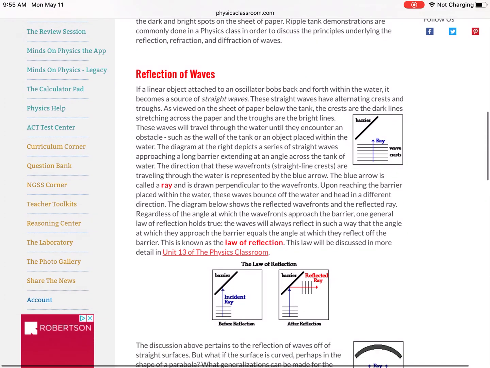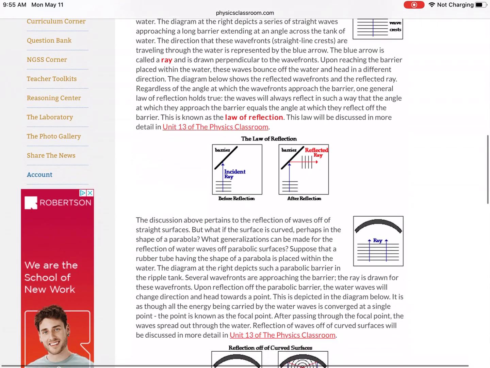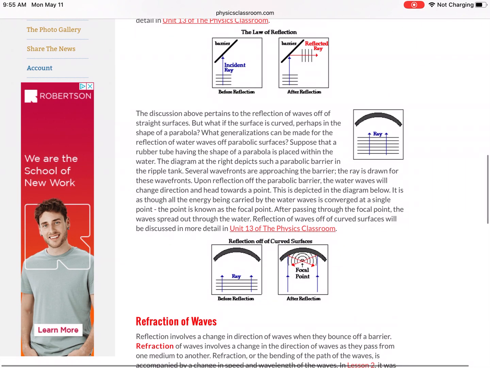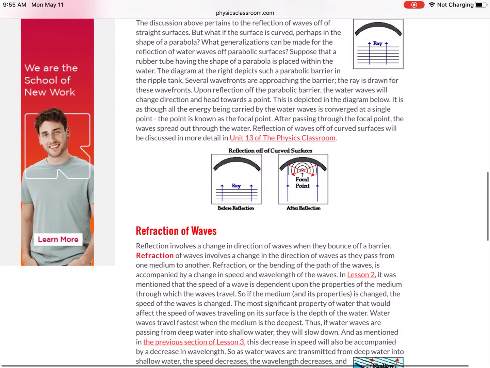A reflection of a wave is basically as a wave travels towards a barrier and then gets reflected. On the top of the screen we have the law of reflection, and we'll discuss that in a second. You have an incident ray going towards a barrier, and then we have a reflected ray coming from the barrier. That is your reflection. When you have a curved surface, then this is how it looks. I'll let you look at it for a second.